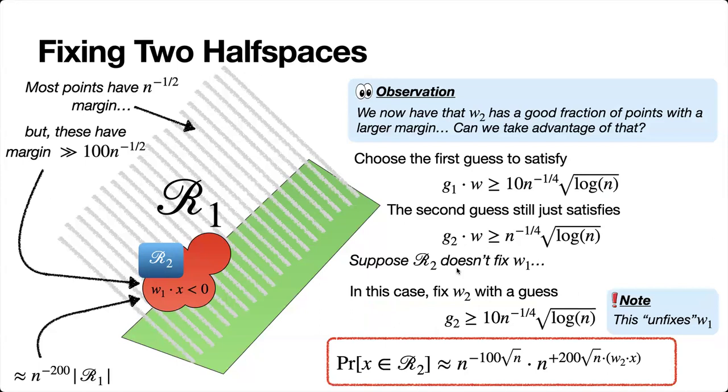But if I go ahead and look at the probability of a point lying in this region, it's given by this expression. And I now have that these points actually have very big margin. They have 100 over root n margin, right? So if I go over here, I can see that they'll appear with probability n to the 20,000 times that of those points labeled negatively. So I've made some progress. Namely, the error region here is going to be even smaller.